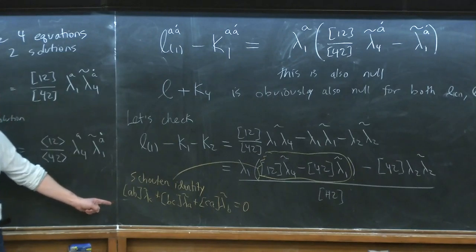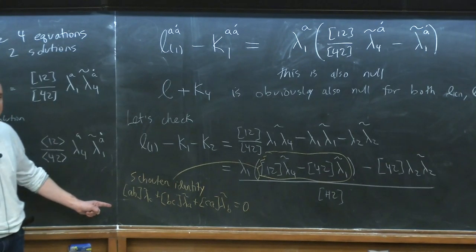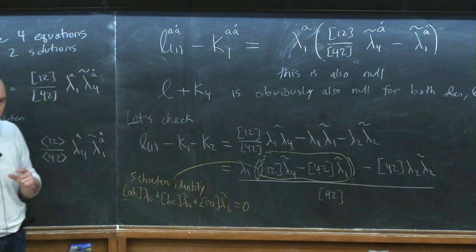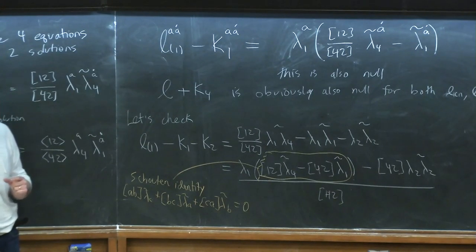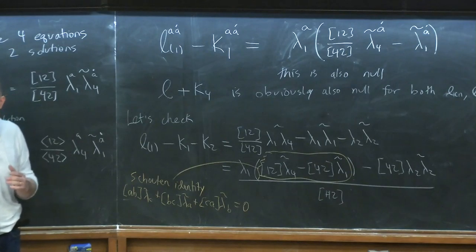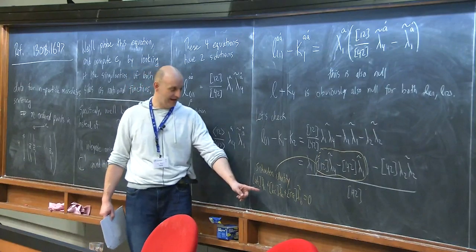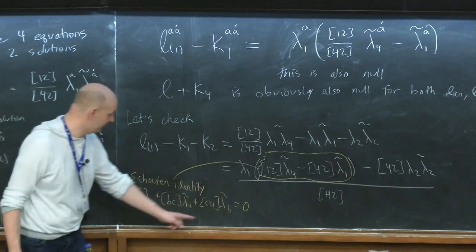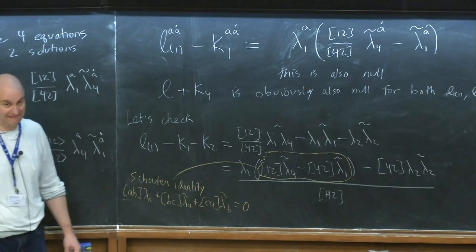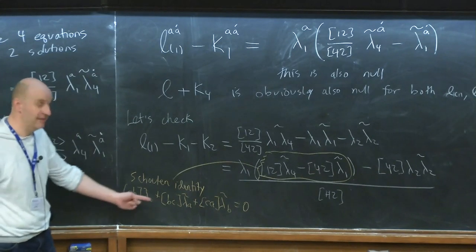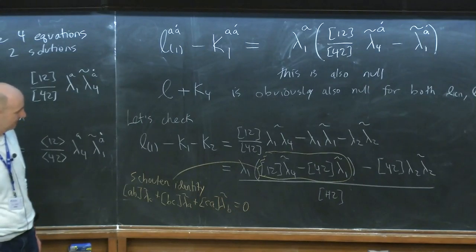This identity is true simply because the lambda tildes are two component objects. So if you have any three of them, they can't all be linearly independent. There has to be some linear relation between them. So if I've got λ̃_A, λ̃_B, and λ̃_C, they can't all be linearly independent. There's a linear relation between them, and this is the linear relation between them.